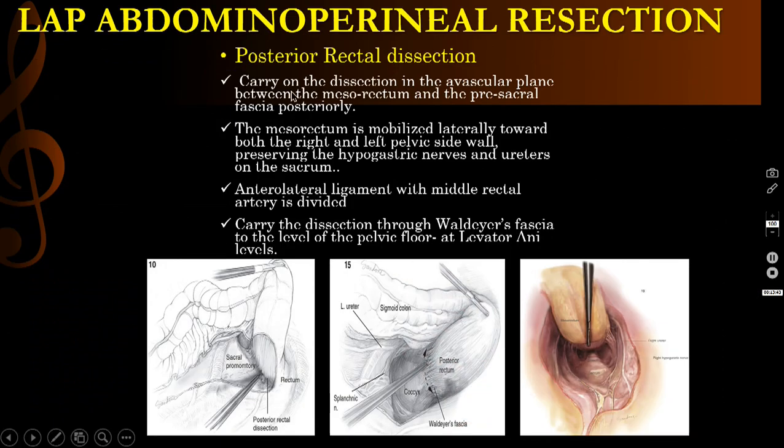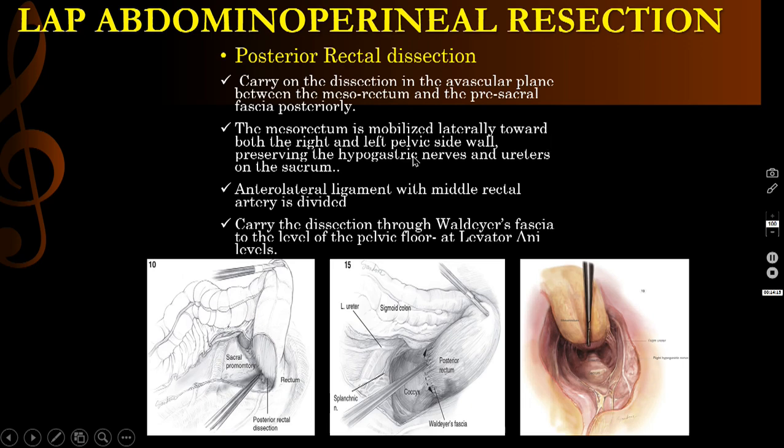So now the next step is the posterior rectal resection. Carry on the dissection in the avascular plane between the mesorectum and the presacral fascia posteriorly. For that, you have to hold the sigmoid colon like this. You have to hold it in the upper part. Then you can see the posterior part of the rectum. The mesorectum is mobilized laterally here.